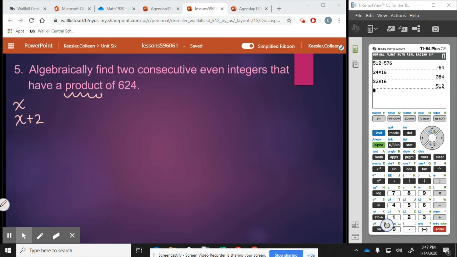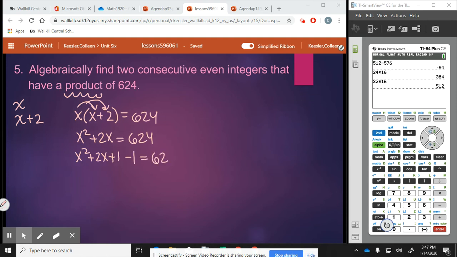Okay, so x times x plus 2 equals 624. And they will get much more challenging than this one, as you will see coming up shortly. X times x and then x times 2 gives us x squared plus 2x equal to 624. So we could complete the square or we could factor. If we complete the square here, half of 2 squared is 1. So that's x squared plus 2x plus 1 minus 1 equals 624. This is our perfect square. So that's x plus 1 all squared minus 1 equals 624.